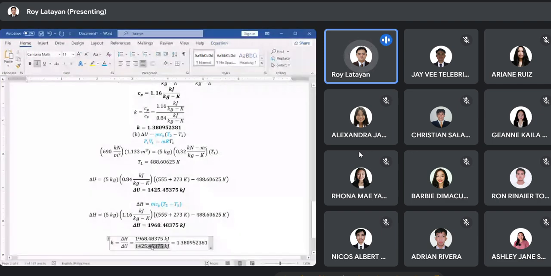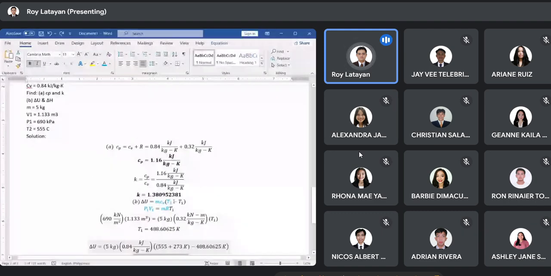Or using this din naman, kunyari in-store mo yung K tapos nakuha mo yung delta U, pwede namang reverse. So ito yung gagamitin mo. So K delta U, nakuha yung delta H. So, nagbigay lang ako ng way kung paano ma-check yung sagot niyo. Questions po, naintindihan niyo naman?